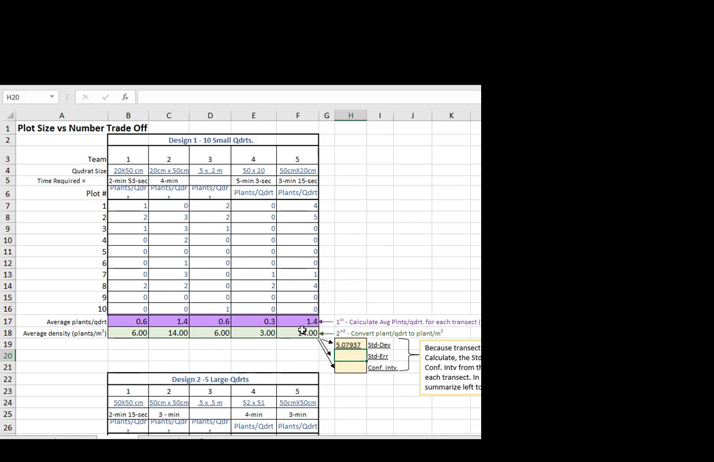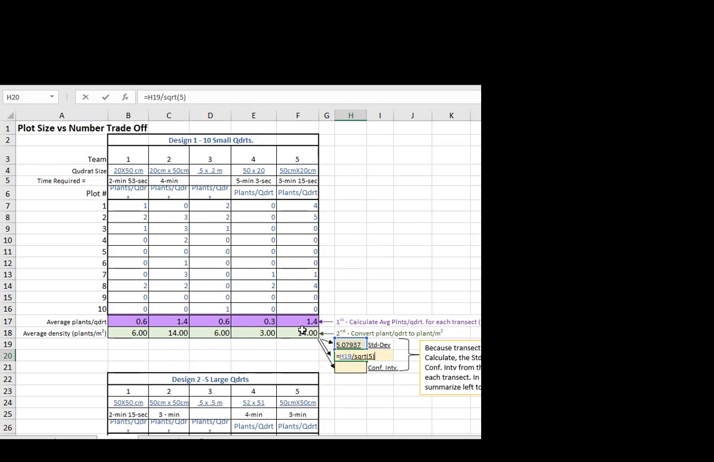Now the standard error is also a place where there was a little bit of confusion, which is totally fine, right? It takes a little bit to wrap your head around what the standard error is. So here my standard error is going to be my sample standard deviation divided by the square root of my sample size, which in this case is 5. Okay, why is it 5 and not 10? Well, I have 5 transects, and at this point the transect is my sample unit, not the individual quadrats.